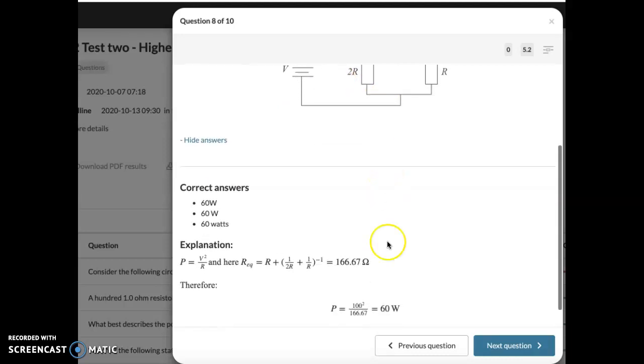Right, you should have gotten a value of 166.67. Now, once you have that, you use that value in here with the voltage, which is 100 volts. V squared over R gives you 60 watts.